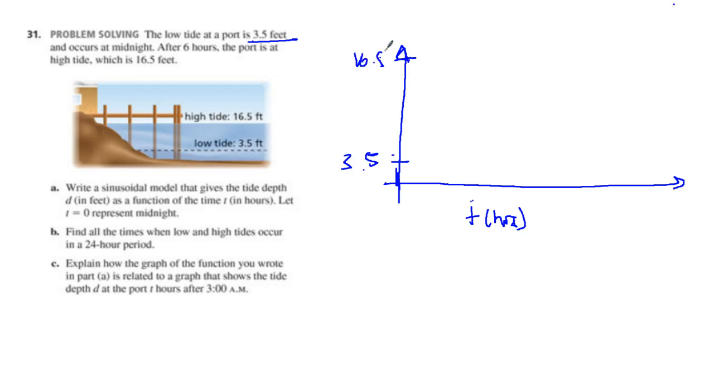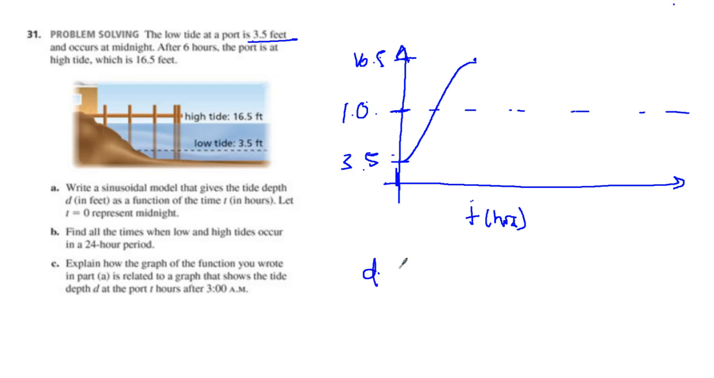So we can already figure out what the middle of the function is. It's just the average of the two heights, the lowest height and the highest height, which is the middle height. The middle height is 10 feet, right? So 10 feet. And with this average, we can determine many things. We can determine the height of the function.